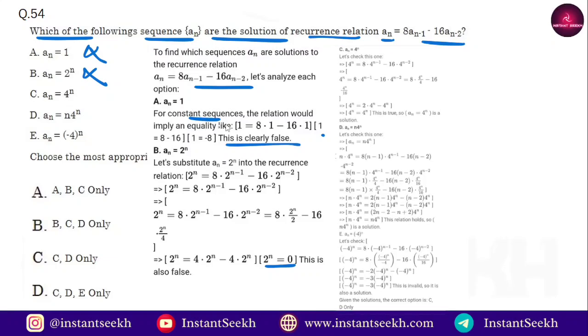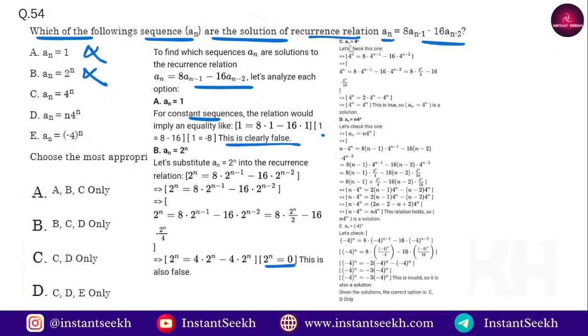Let's see the next one, C. a_n equals 4 raised to n. If we substitute this in our equation, we get 4^n equal to 2 into 4^n minus 4^n, so 4^n equals 4^n. This is true, so a_n equals 4 raised to n is one of the solutions. Let's check the next one, D: a_n equals n into 4 raised to n.